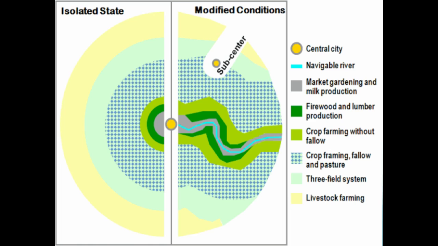The 3-field system is just your crop rotation. In our area, it would be corn, soybeans, and wheat, and then livestock ranching would be the very last ring. For each of those successive rings, the land is less and less expensive, because the farmers who farm that particular crop need more and more land.